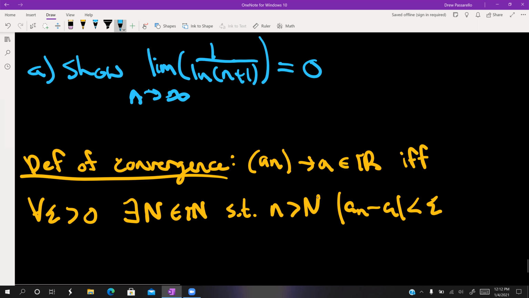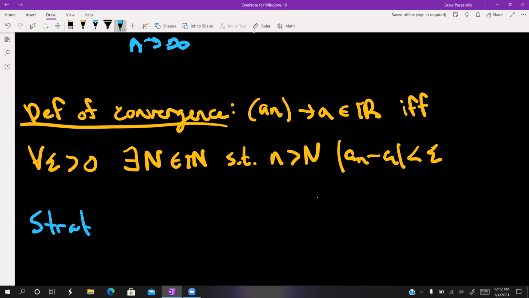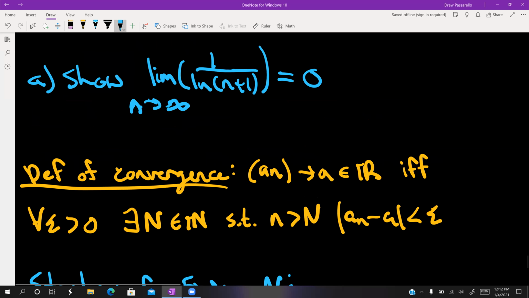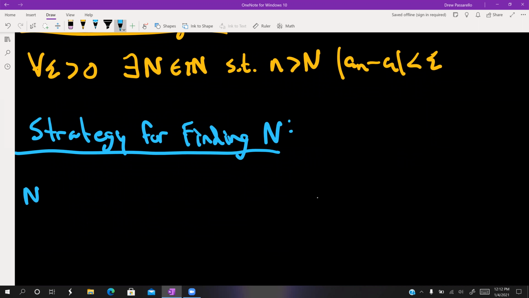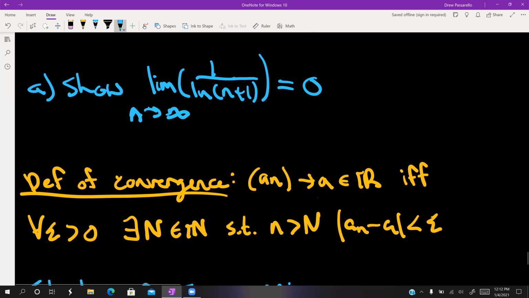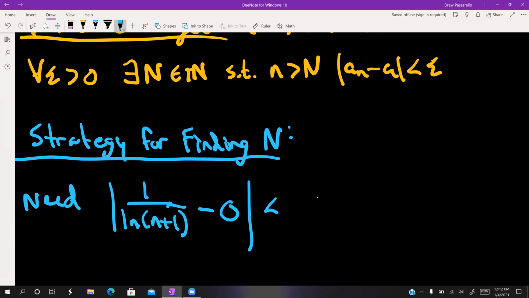So like the previous video and the one before that, I'm going to first find the necessary index capital N. So, strategy for finding capital N. Our sequence is 1 over the natural log of n plus 1. So we need the absolute value of 1 over ln n plus 1, and our limit's going to be 0 in this case, so minus 0, to be less than epsilon.